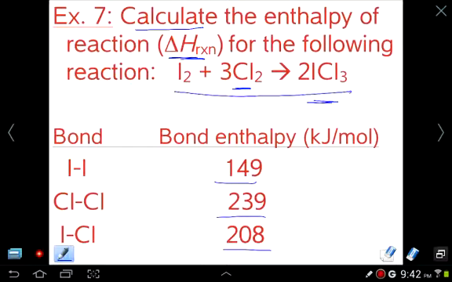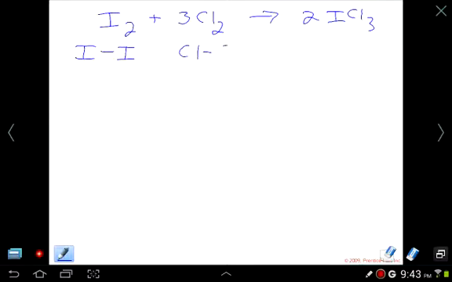Let's rewrite the equation here. We have I2 plus 3Cl2 giving us 2 ICl3. In order to calculate how much we're breaking and how much we're making, let's redraw these using the Lewis structure. The iodine, I2, looks very simply like so. I'm going to omit the electrons around the outside for clarity. Then we have 3 chlorine molecules, each with an equivalent Cl-Cl bond. And then in the product, we have 2 ICl3 molecules.